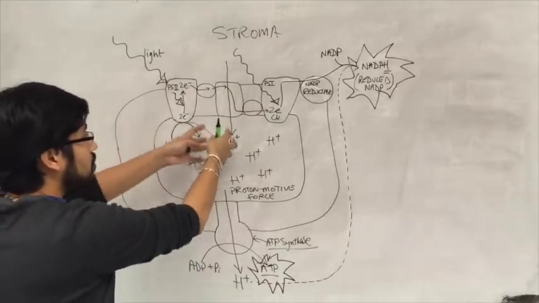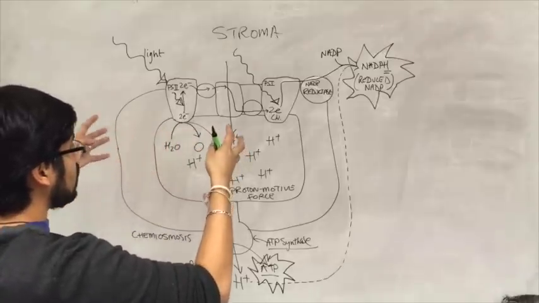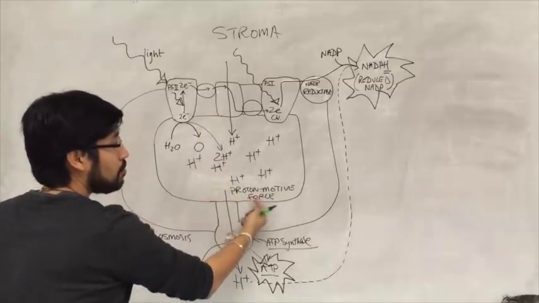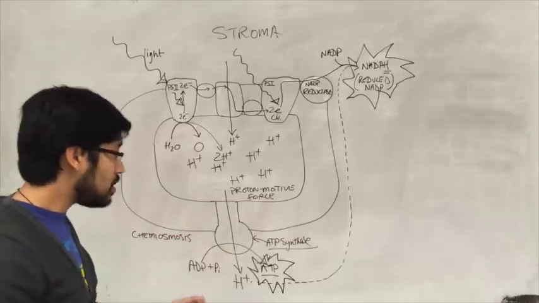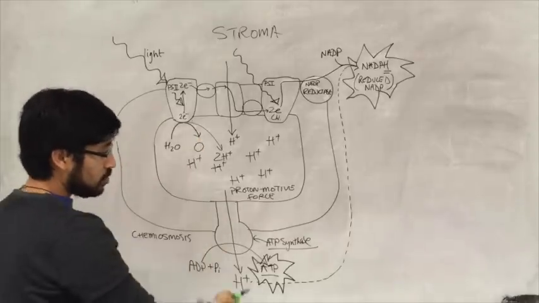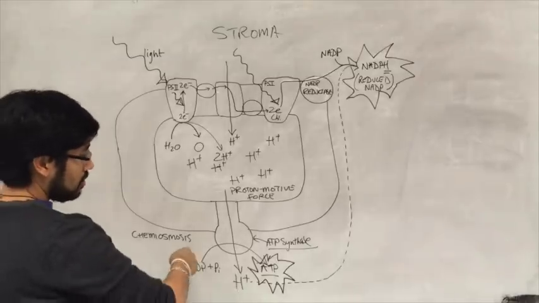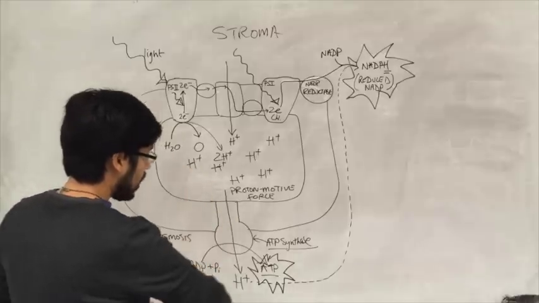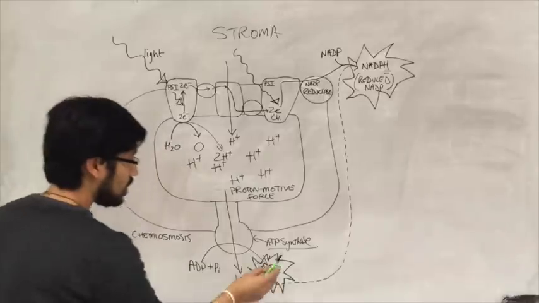The hydrogen ion concentration increases, the proton concentration increases in the thylakoid space. This generates a proton motive force as protons move out through ATP synthase by diffusion. As they diffuse back out into the stroma, we use the kinetic energy of those protons to make ATP. So we've made ATP.